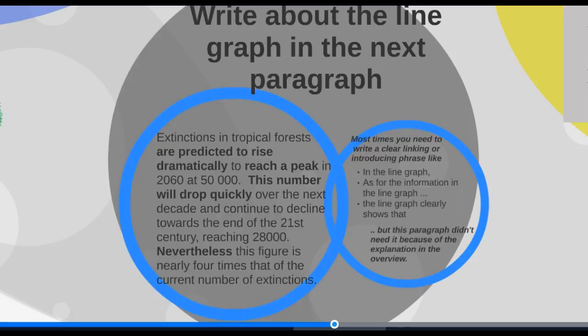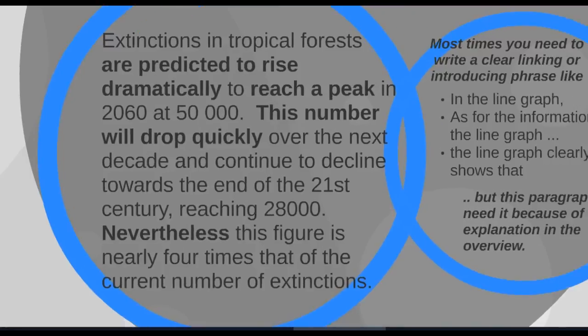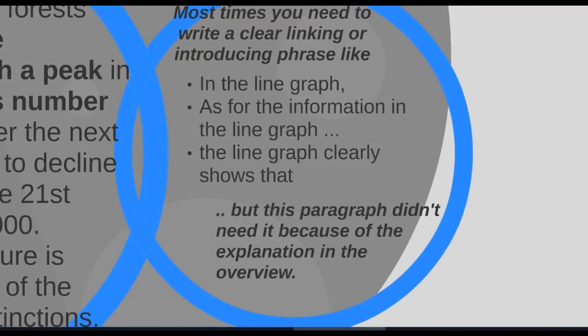I'll just pause and allow you to think about how the student writes about the future, like are predicted to rise, will drop, continue, towards the end of the 21st century. Most times you need to write a clear linking or introducing phrase like, in the line graph, as for the information in the line graph, or the line graph clearly shows that.